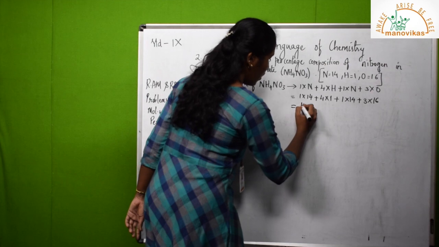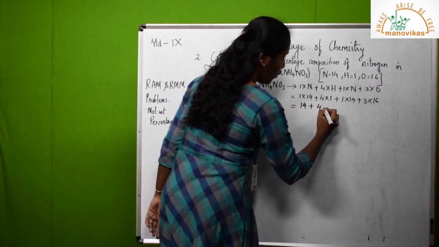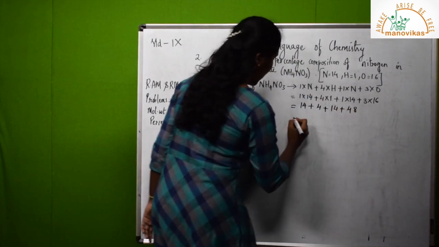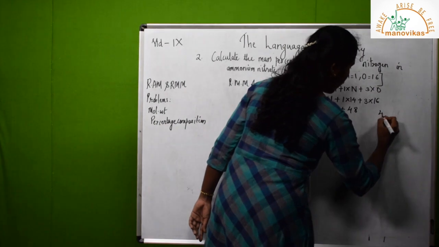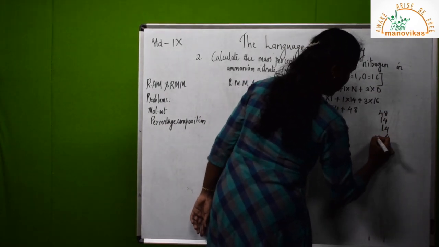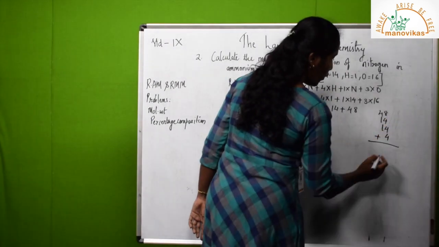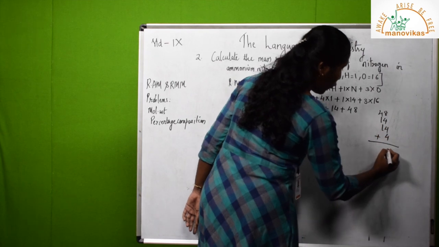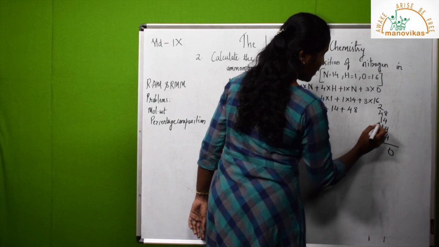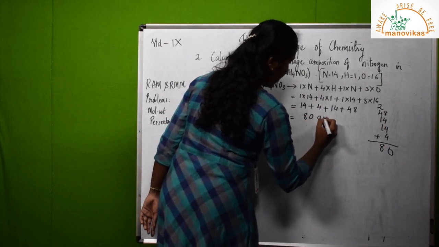So substitute, calculate 14 plus 4 plus 14 plus 16 3s are 48. So do the addition, 48, 14, 14 and 4. So 8 plus 4, 12, 12 plus 4, 16, 16 plus 4 is 20. Carry over 2, 4, 5, 6, 7, 8. So which is coming to as 80 amu.